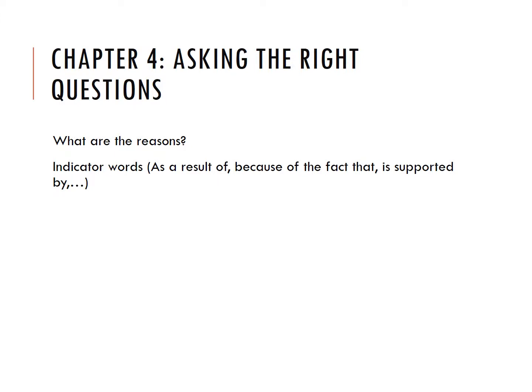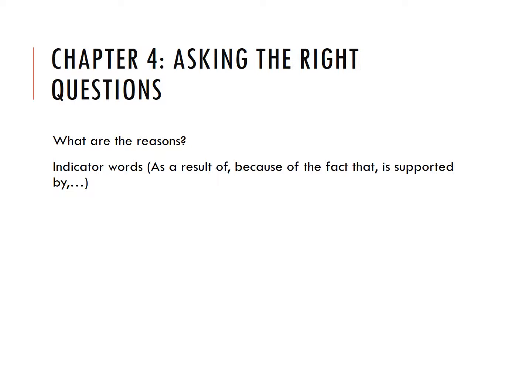So in week 5, we start with chapter 4 of the text, Asking the Right Questions. And this one's about finding the reasons that people are using in an argument. One thing to remember at this point in the semester, we're not really worried about whether the reason is good or bad. We want to find the reasons, and later on we'll learn how to evaluate them. For right now, just keep in mind that we're practicing identifying the reasons, not saying whether we think they're bad or good.